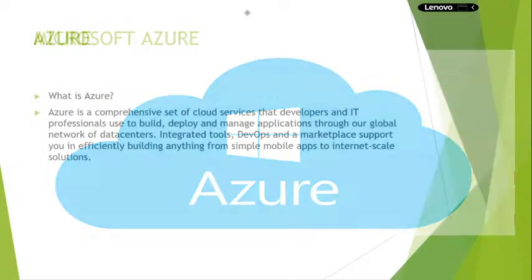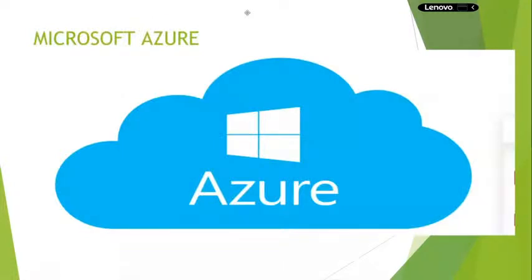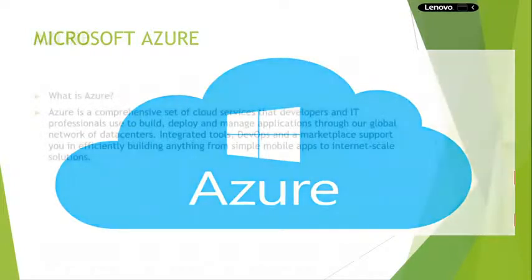Azure is a comprehensive set of cloud services. Note it down. What is Microsoft Azure? Azure is a comprehensive set of cloud services where we can build, deploy, manage, and access applications through global network data centers. It is called Microsoft Azure. This is the exact definition, provided by Microsoft, not by me. As it is, I copied and pasted it here.